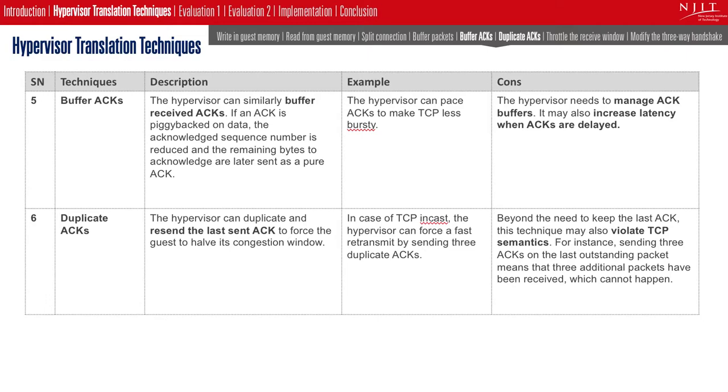The sixth, duplicate ACKs. The hypervisor can duplicate and resend the last sent ACK to force the guest to halve its congestion window, but this technique may also violate TCP semantics. For example, sending 3 duplicate ACKs on the last outstanding packets means that 3 additional packets have been received, which cannot happen.